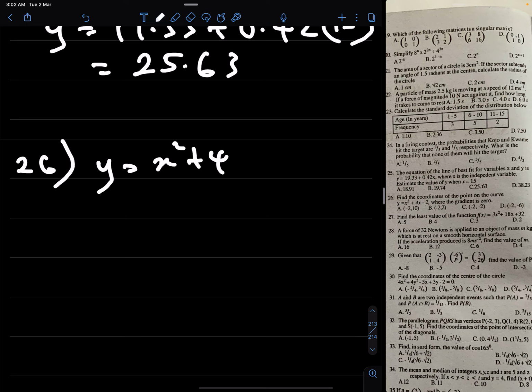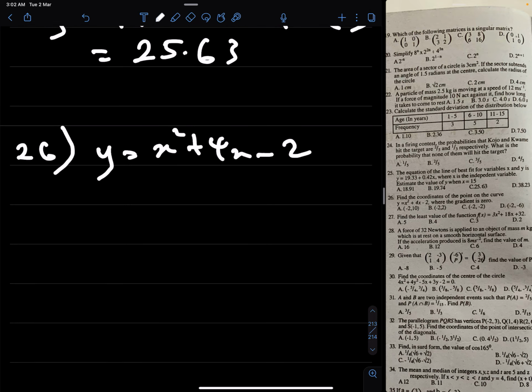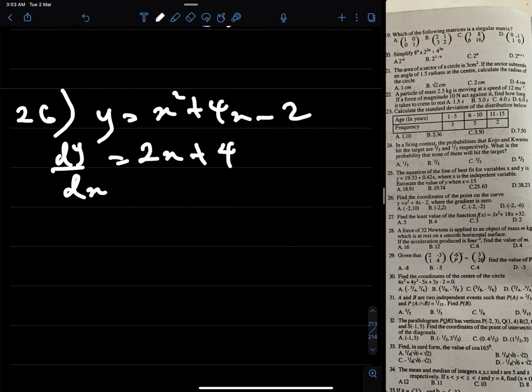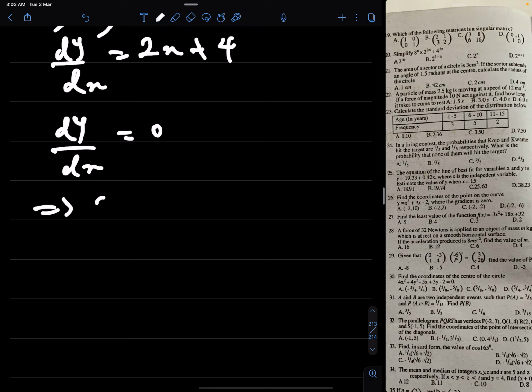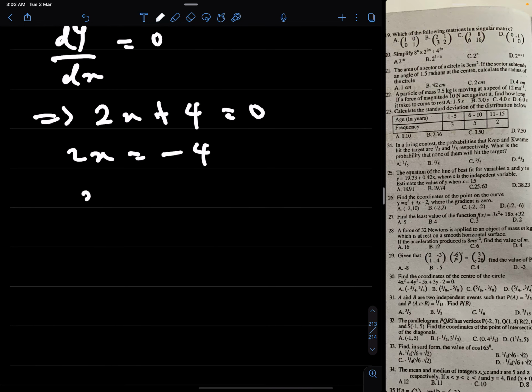First of all, the gradient is dy/dx, and it's 2x plus 4. So when the gradient is 0, that simply means dy/dx equals 0. So 2x plus 4 equals 0, and that means 2x equals minus 4, which means x equals minus 2 when you divide both sides by 2.